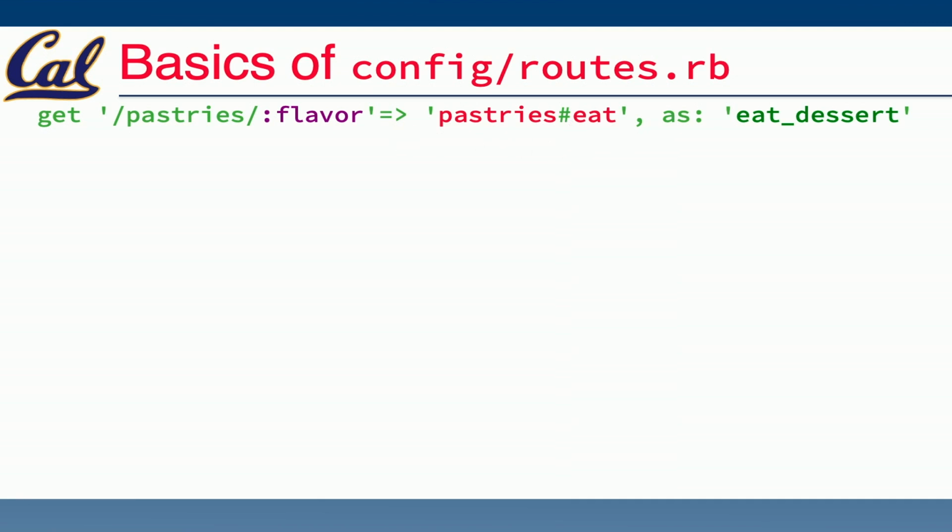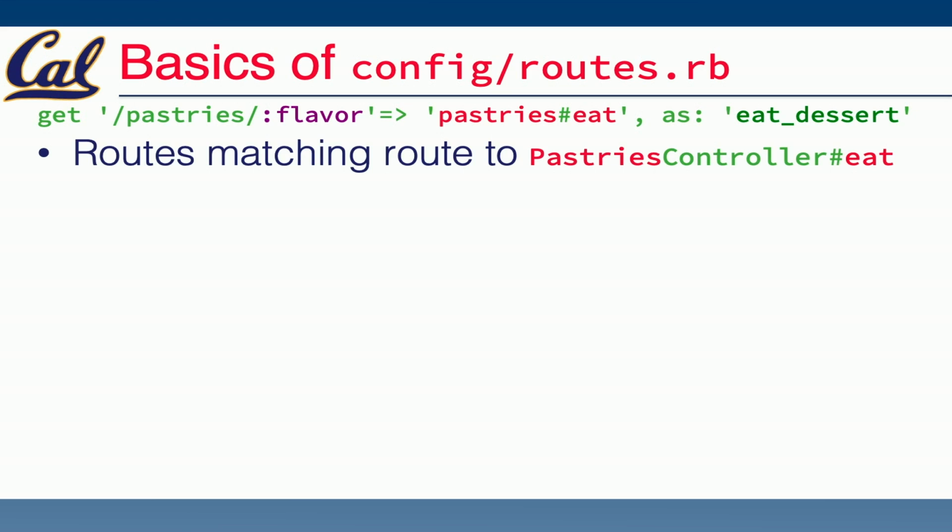So what do we have here? We have an HTTP verb, get. We have a route or a path that the user will see. We have a controller name, a method on that controller. And this, as we'll see, gives us a human readable name that we can use later on in our code.